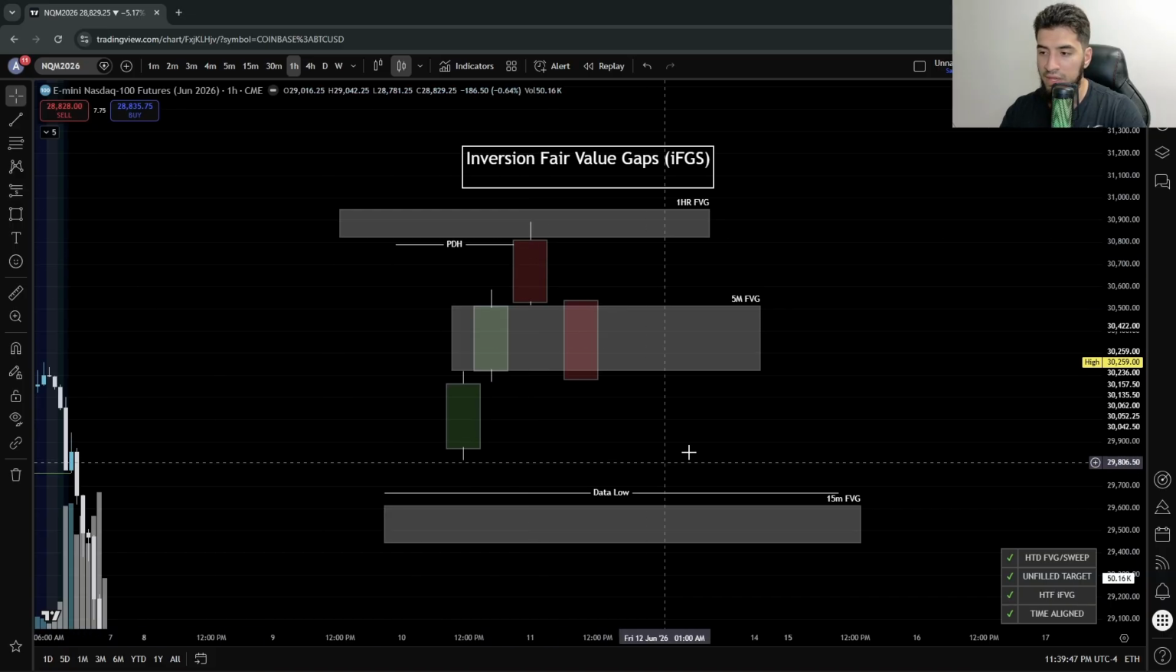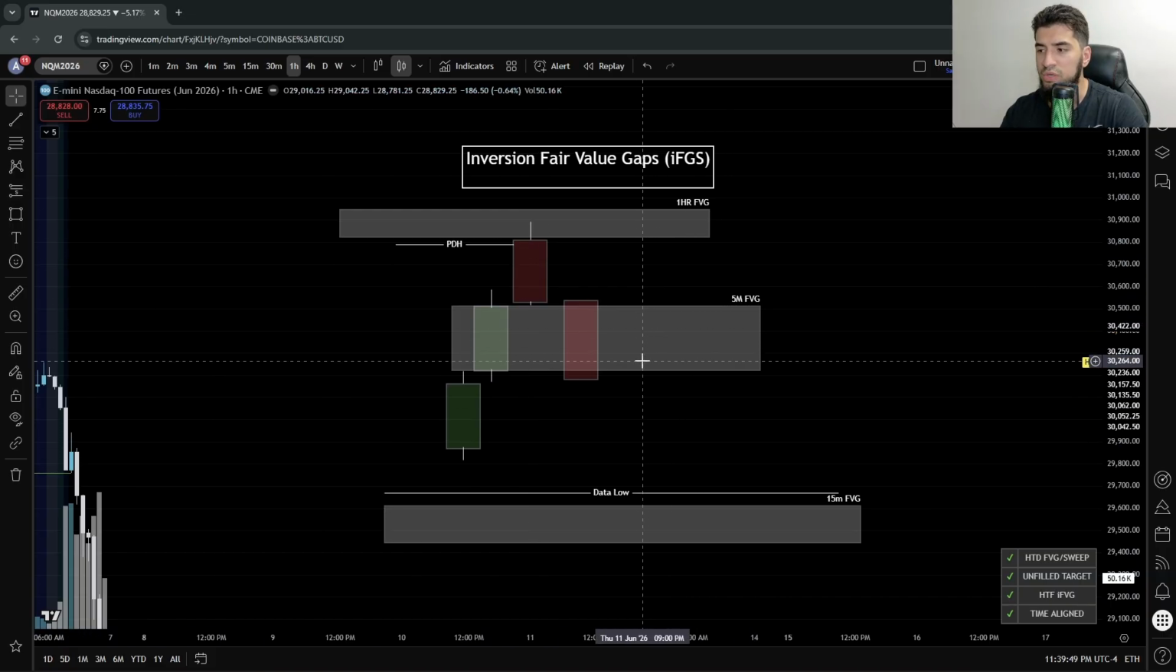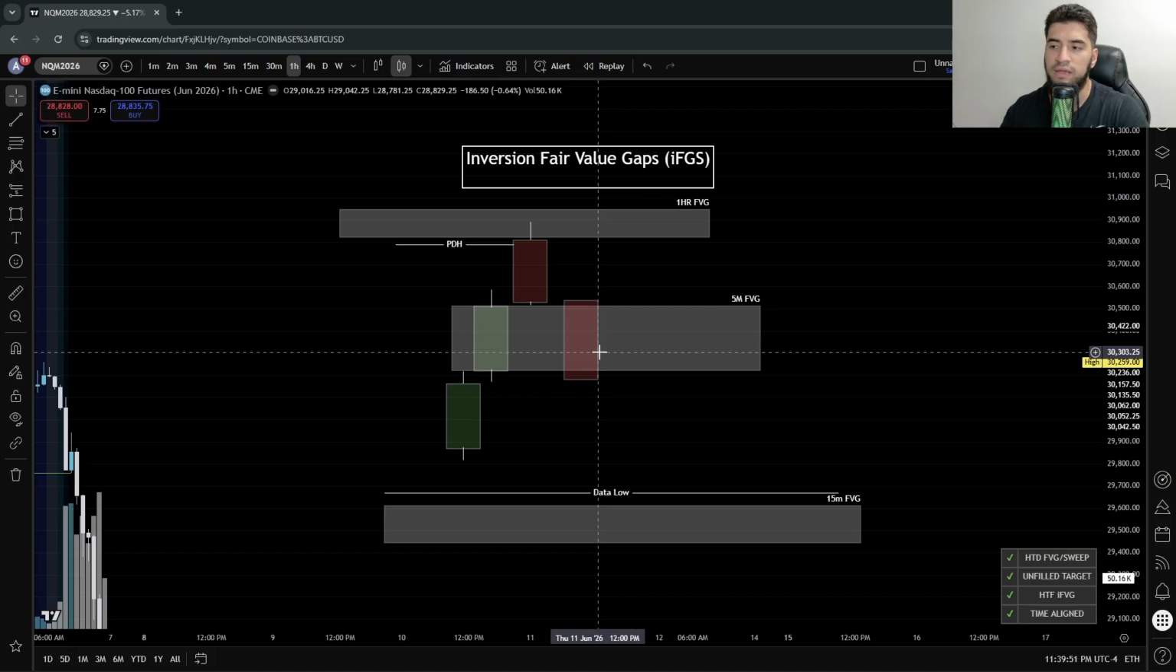Is time aligned, right? If this is happening at like 12, 12:30, or like 4 o'clock, you wouldn't want to take something like that. You would want to see something in the kill zone, something in the time frames that are very highly likely to work out. So something like the New York AM session from 9:30 to 11, that's kind of where you would want to see this strategy work out, right? Now let's take a look at some of the actual real life examples.